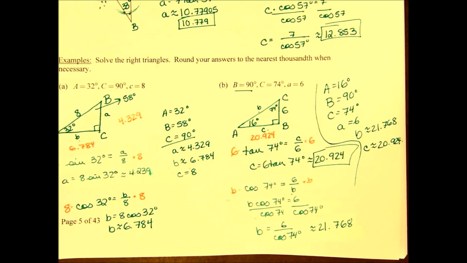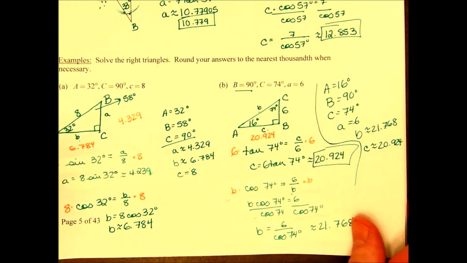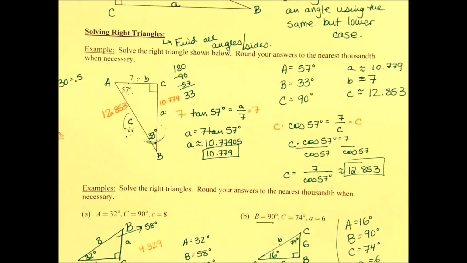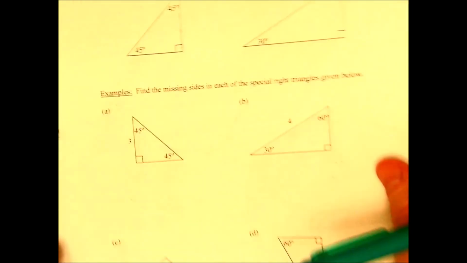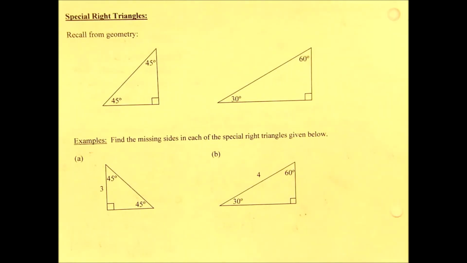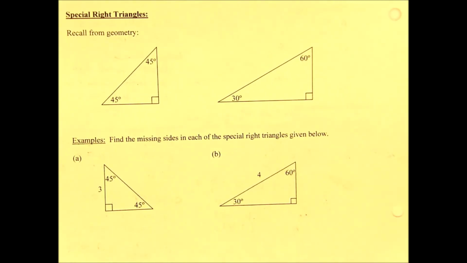One more thing that we need to look at. So we've been solving triangles using trig and using the calculator. There are two special types of triangles that you talked about solving and getting exact answers for last year in geometry. And we need to review those right now. Specifically, 30, 60, 90 triangles and 45, 45, 90 triangles.